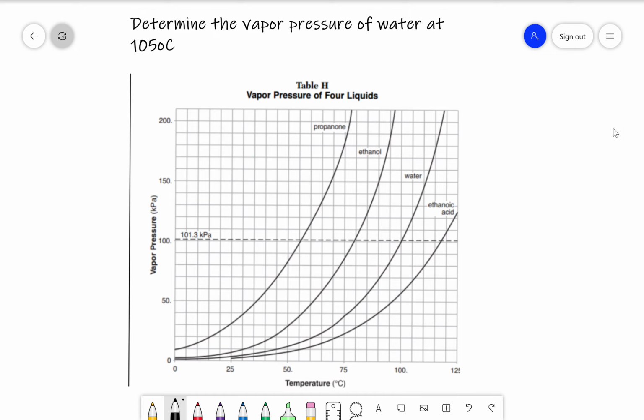So the question says, determine the vapor pressure of water at 105 degrees Celsius. So what you want to do is use table H for any question that is involving vapor pressure. Now thankfully, you don't actually have to memorize that.